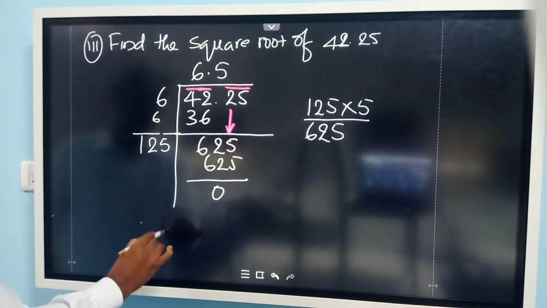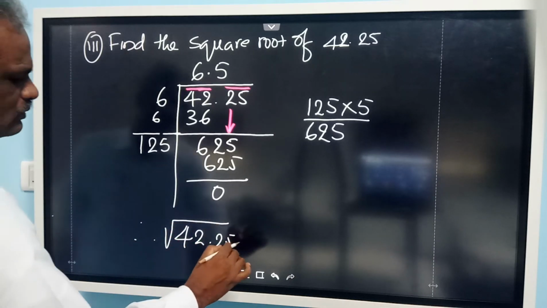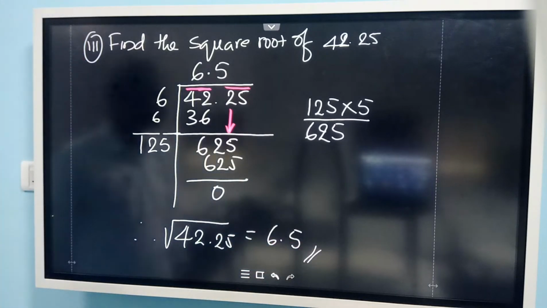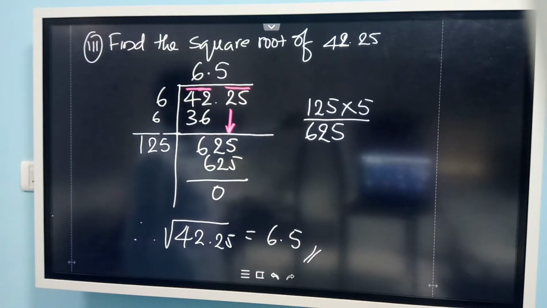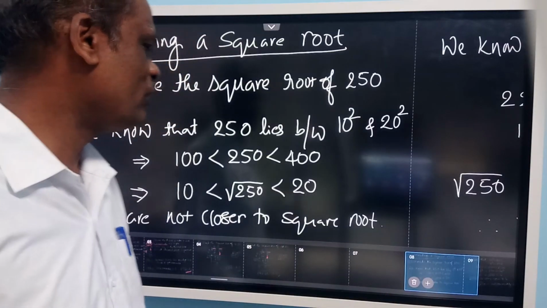So therefore 42.25, its square root is 6.5. Is it clear to all of you? Yes, sir.